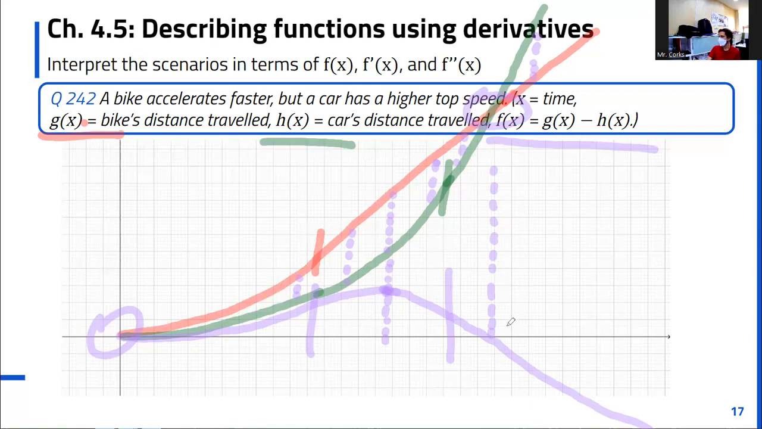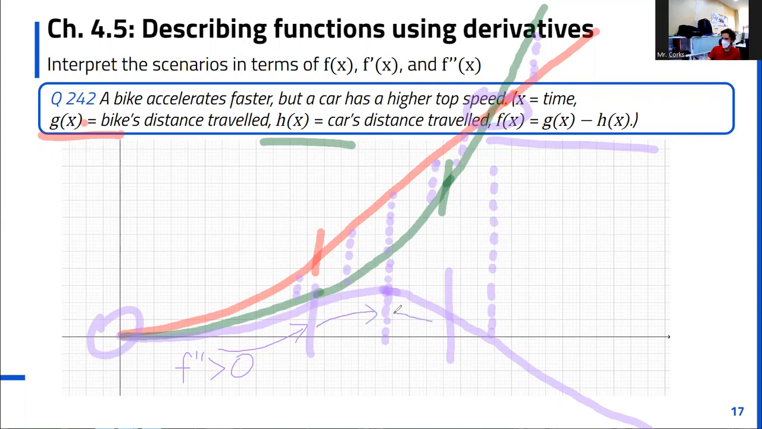The increase and decrease I think is not super hard to see. We're increasing until this maximum point and then we're decreasing afterward. The second derivative is the more interesting part. Our second derivative is positive: we are curving up until the bike hits its top speed. And then we are curving down. So the bike is still ahead, but it's not getting more ahead each time. The rate at which the gap increases is starting to slow down. So we start curving down here.